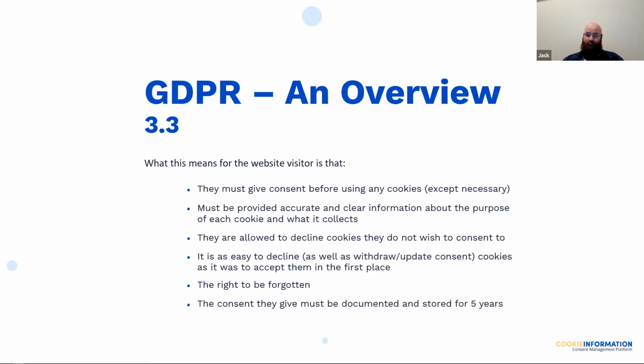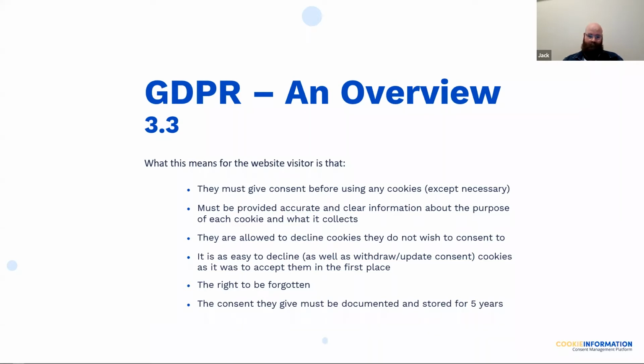The description for cookies and the data you collect and what you do with it and how it's stored has to be clearly laid out. So the purpose of each cookie and what it collects must be accurate. The website visitor must be able to decline cookies they don't wish to consent to. More importantly, it must be as easy to decline and withdraw or update your consent, so go back and change it, as it was to accept them in the first place.